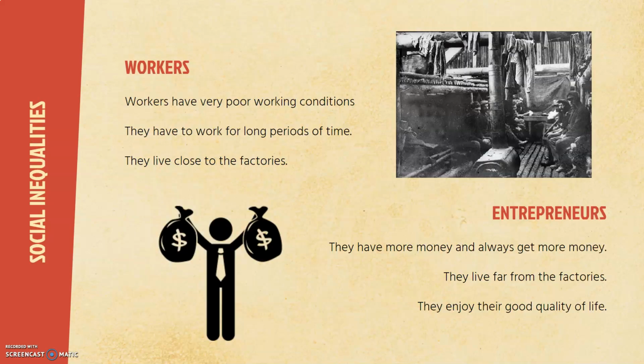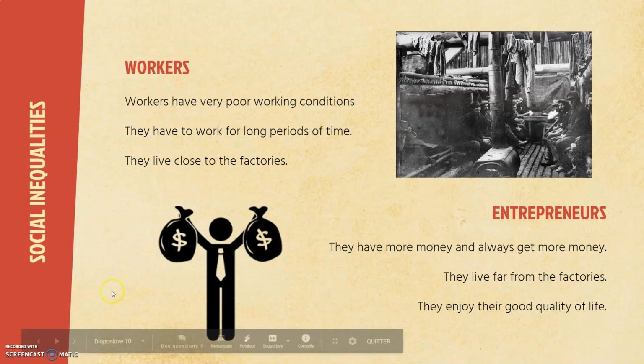Okay, let's continue. Well, what is happening in the factories and what is happening right now in the society? Well, some people are very rich and some people are very poor. And that's exactly what we're going to talk about. We're going to talk about social inequalities, des inégalités sociales.